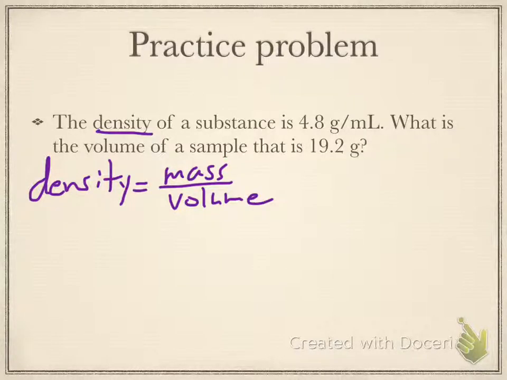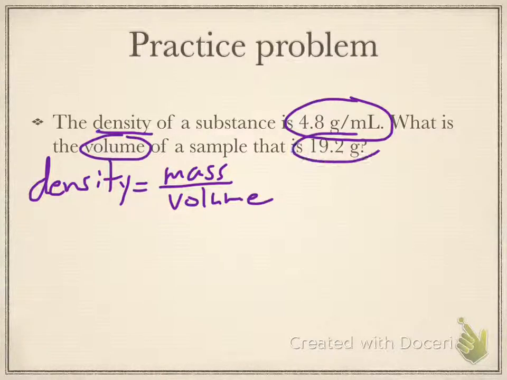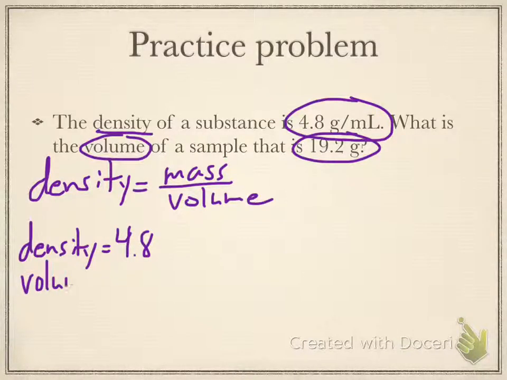Well, look, it gives us the density. It says what is the volume, so we don't know that. And it says the mass is 19.2 grams. So density is going to be 4.8. That's given. The volume we don't know. It's not given. And the mass is also given. The mass is 19.2 grams. This is grams per milliliter.